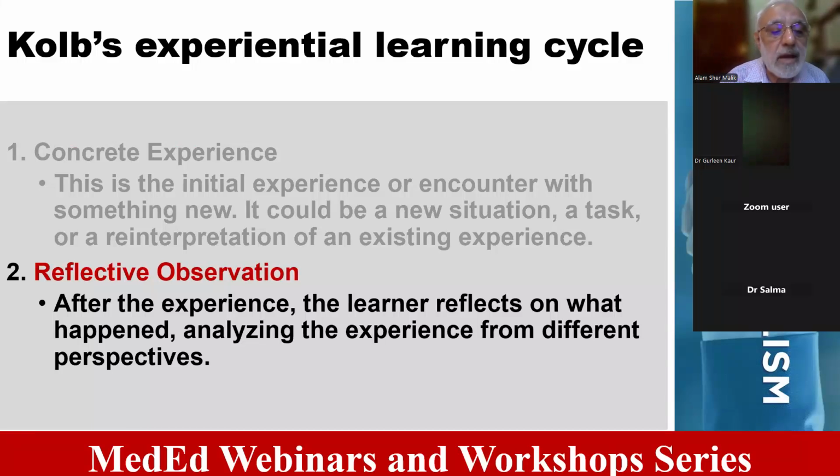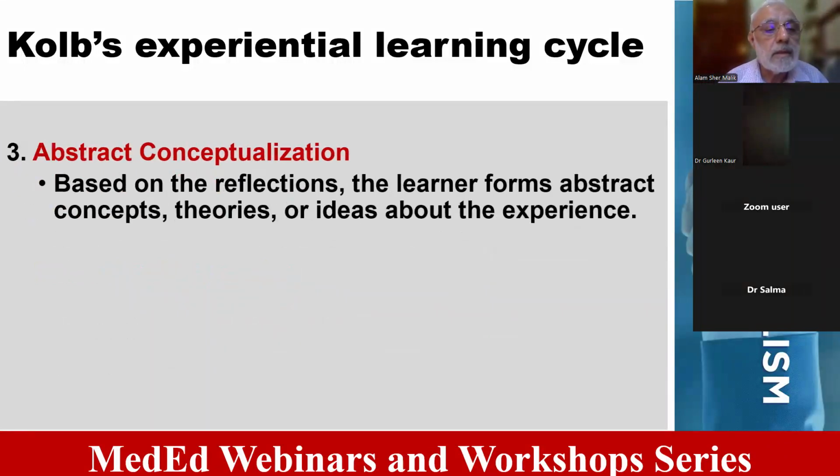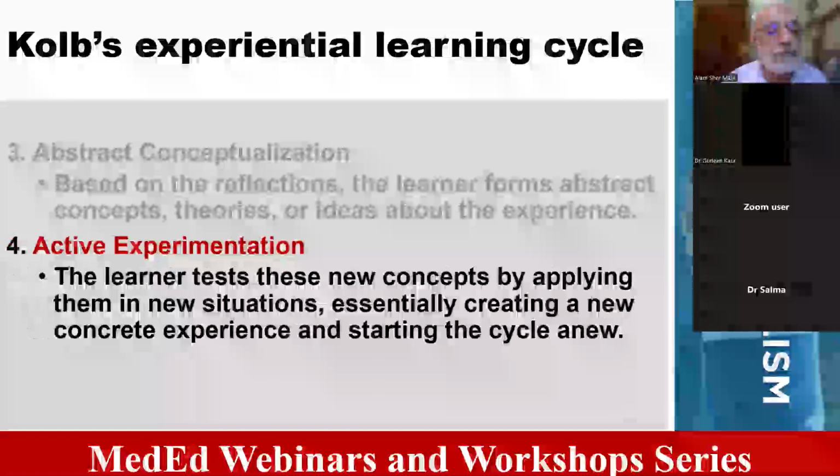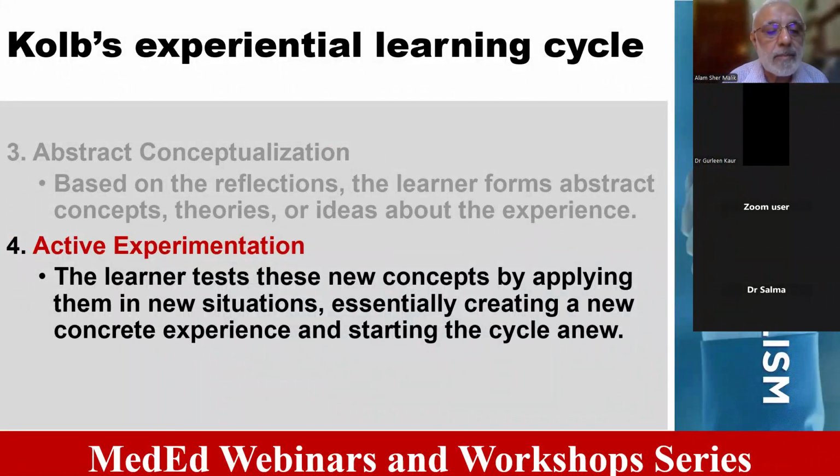Reflective observation means that after the experience, the learner reflects on what happened, analyzing the experience from different perspectives. Then is the abstract conceptualization. Based on the reflections, the learner forms abstract concepts, theories, or ideas about the experience. And finally, active experimentation. The learner tests these new concepts by applying them in new situations, essentially creating a new concrete experience and starting the cycle anew. So this is the concept of producing knowledge from the experience.